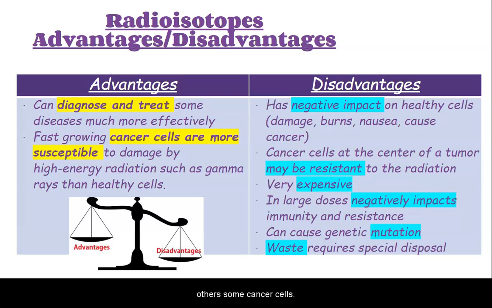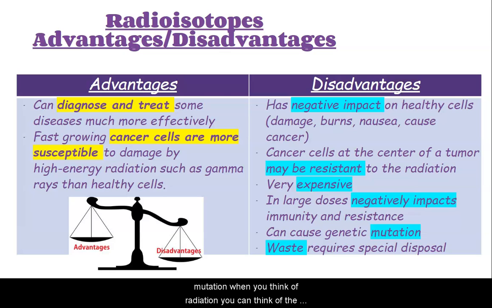Some cancer cells may be resistant to the type of radiation. It's incredibly expensive. And in large doses, often they give them in small doses, but in larger doses, which may be for treatment, it does negatively impact immunity and different resistances. Isotopes or radiation can cause genetic mutation.